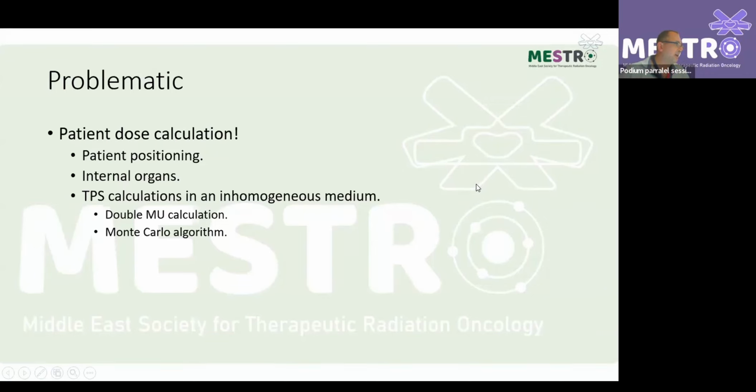Are protocols like TRS or NCS that we use in radiation therapy sufficient to guarantee a correct calculation of the patient dose? Not necessarily, because there are many potential sources of error, like patient positioning or movement, or modification in the shape of internal organs. Plus, we need to verify the TPS calculation, especially in an inhomogeneous medium. For the TPS, at least we can do a double MU calculation via an algorithm, but ideally we should use a Monte Carlo algorithm.